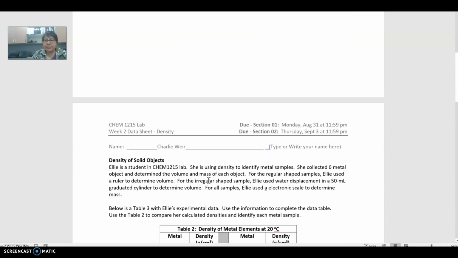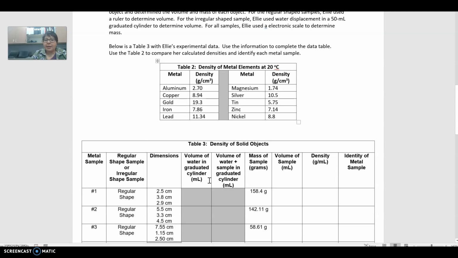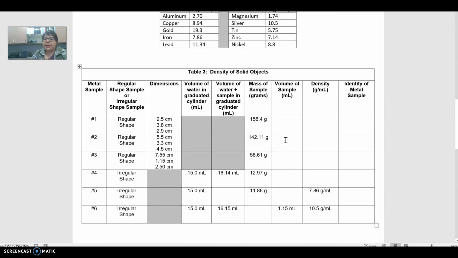There are 2 pages to this document. This one's a little more complicated. You have a data table up here at the top that you're going to use for reference. And then down here at the bottom, you're going to have to fill in the empty boxes. Now these boxes that are gray, just leave them alone.